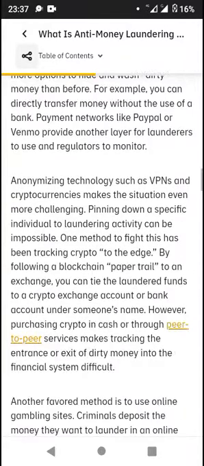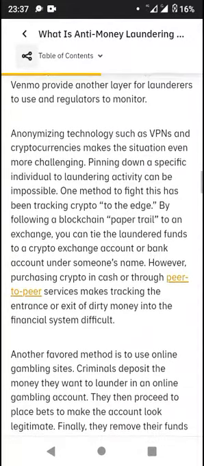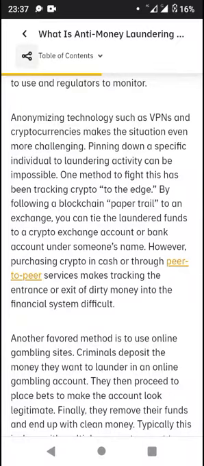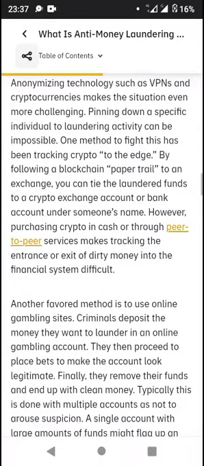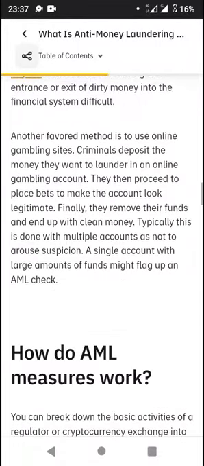But nowadays, anonymizing technology such as VPNs and cryptocurrencies makes the situation even more challenging. Pinning down a specific individual to laundering activity can be impossible. One method to fight this has been tracking crypto on the ledger. By following a blockchain paper trail to an exchange, you can tie the laundered funds to a crypto exchange account or bank account under someone's name. Those are some of the benefits.